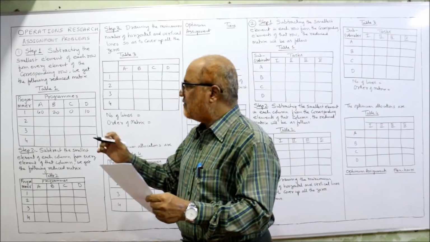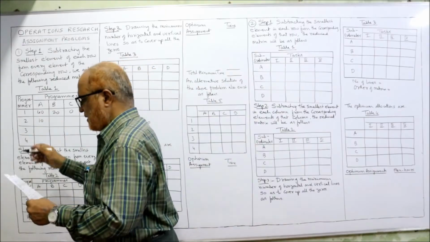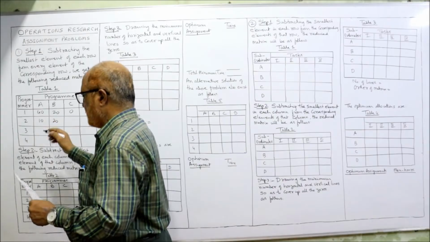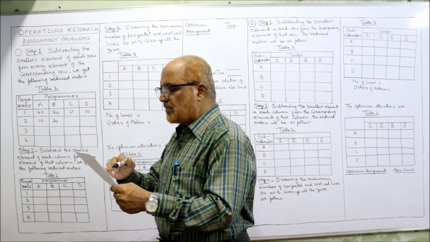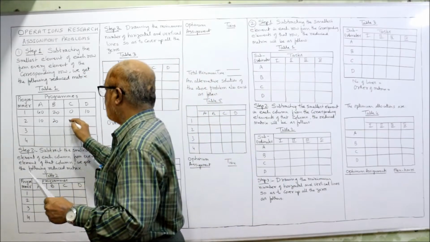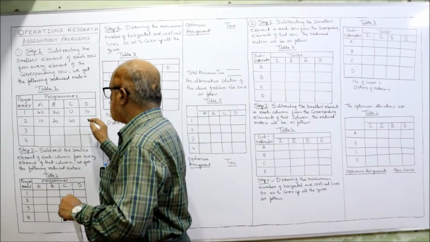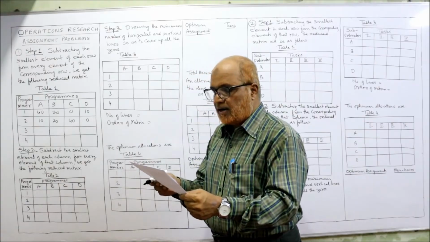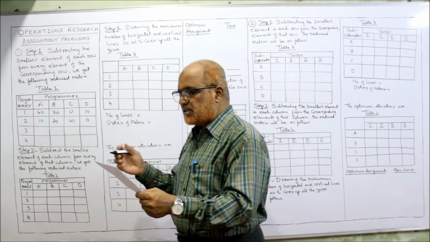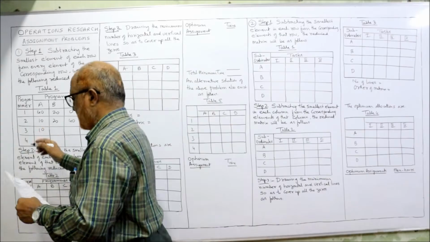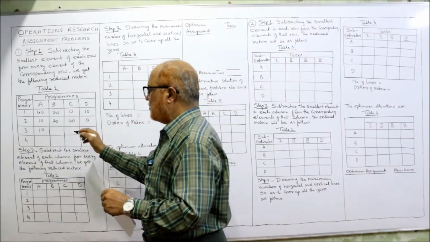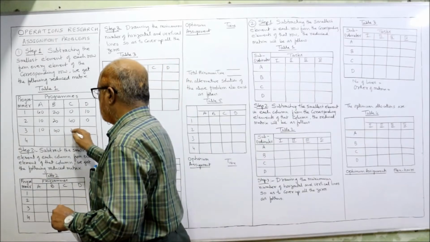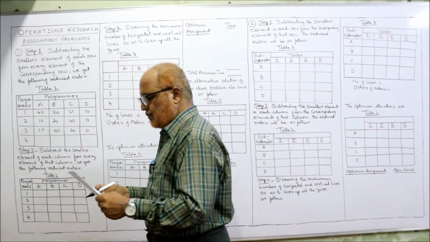So 80 minus 70 is 10. Then 90 minus 70 is 20. Next, 110 minus 70 is 40. And 70 minus 70 is 0. Third row, minimum is 100. So 110 minus 100 is 10. Then 140 minus 100, 40. 120 minus 100, 20. 100 minus 100, 0.